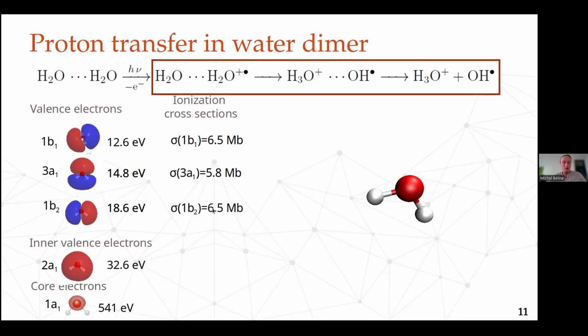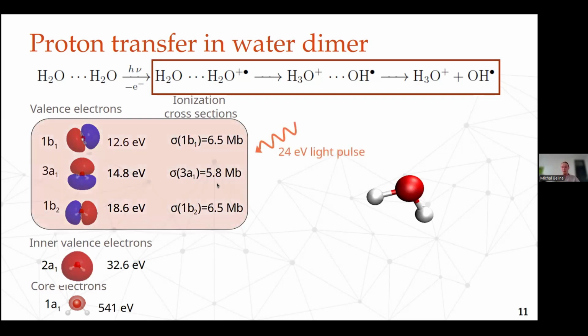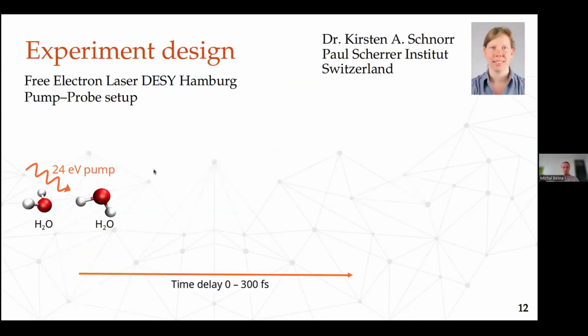the probabilities of ionizing from different molecular orbitals are the same. So the light pulse with 24 eV was chosen in order to address all these valence molecular orbitals.